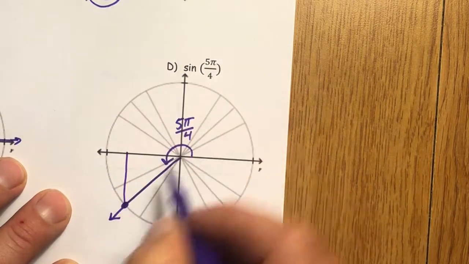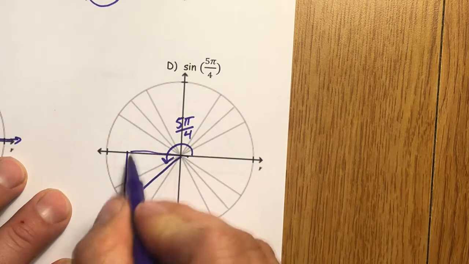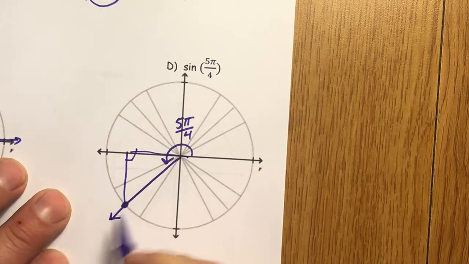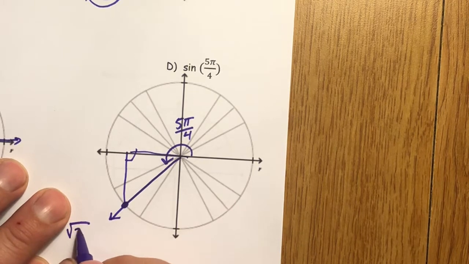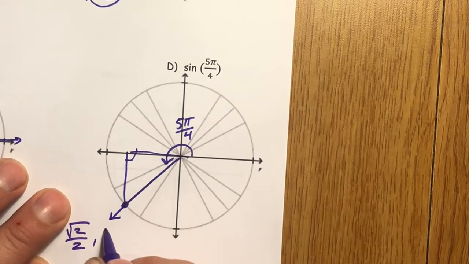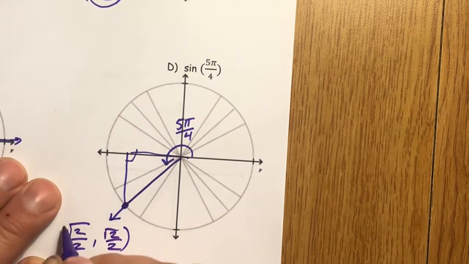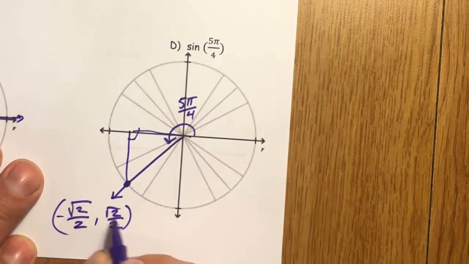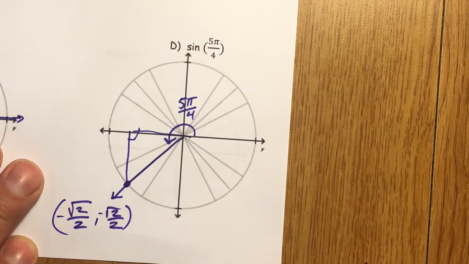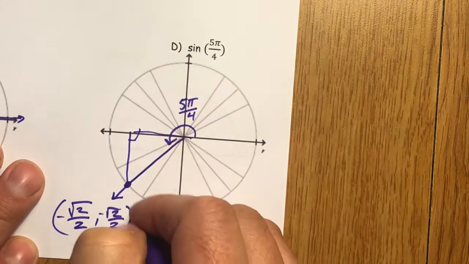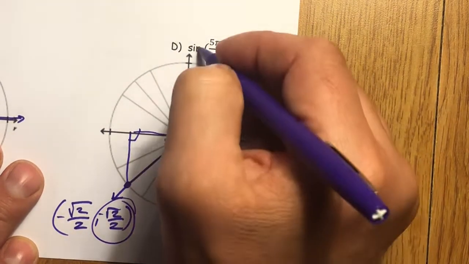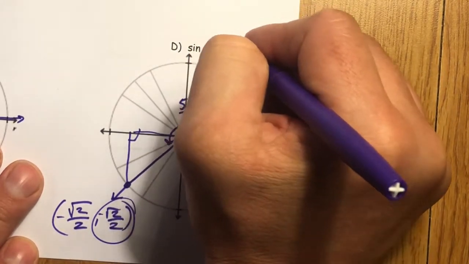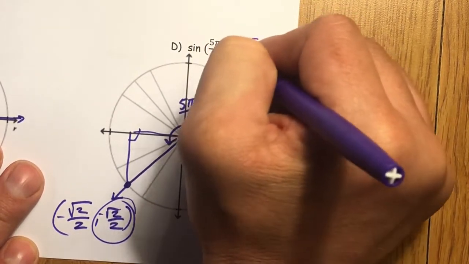Now, in the position where it landed, we know that this reference angle is a 45, 45, 90, right? So you should know that we're going to use root 2 over 2, and it's in the third quadrant, so it's going to be negative and negative. We want the sine. In this case, it really doesn't matter, but the sine is that y coordinate. So the sine of 5 pi over 4 is negative root 2 over 2.